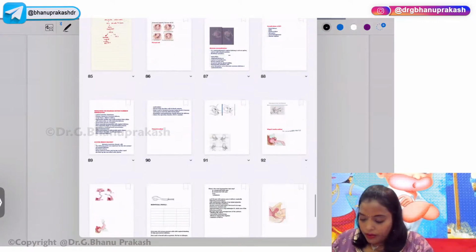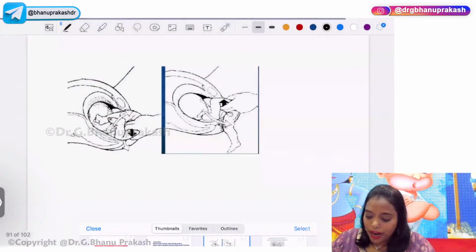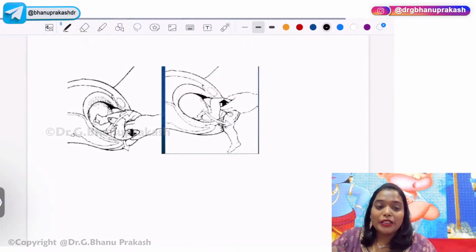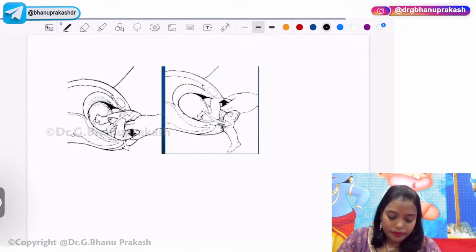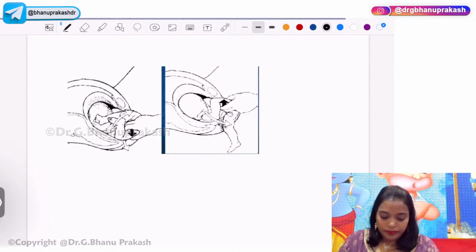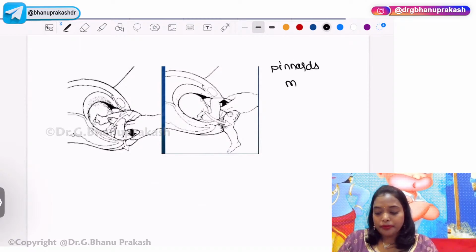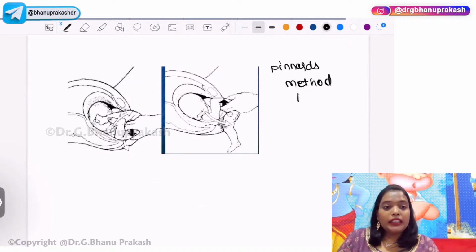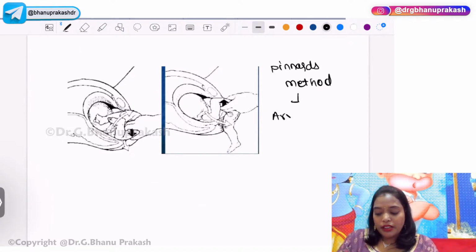Right. Now, can you tell me the names of the different maneuvers which I'm showing you here as per the breech? What is this first maneuver? Here you go along the popliteal fossa, flex the knee and pull the leg out. This is called Pinard's maneuver. This Pinard's method is mainly done for an arrested lower limb in the breech.